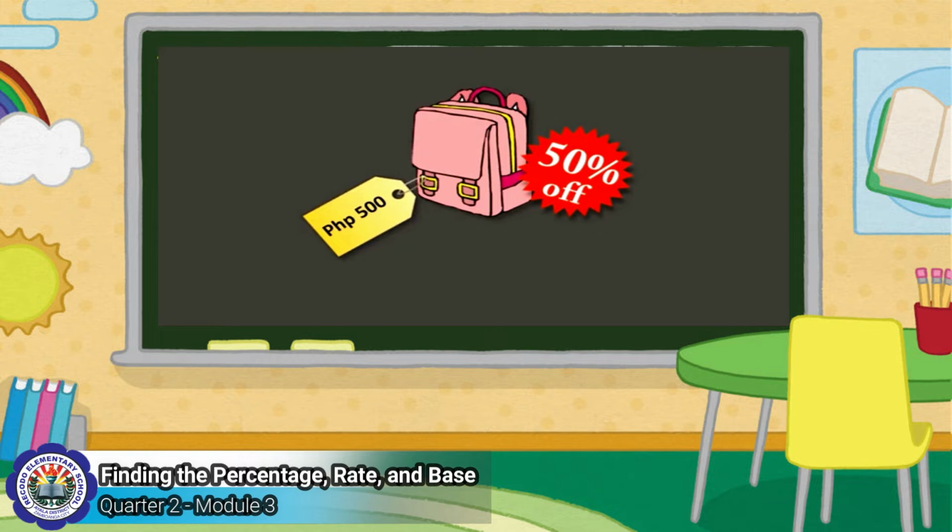As we all know, 50% means half. This means that we need to get half of 500 pesos. Do you know what is 50% or half of 500 pesos? Wow, great job! You are right. It is 250 pesos. This means that the 50% of 500 pesos is 250 pesos.